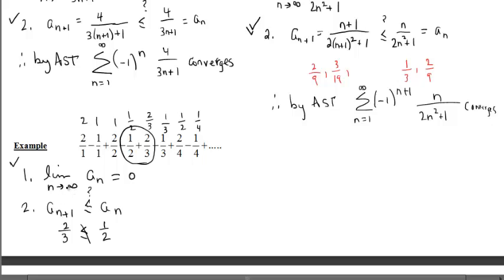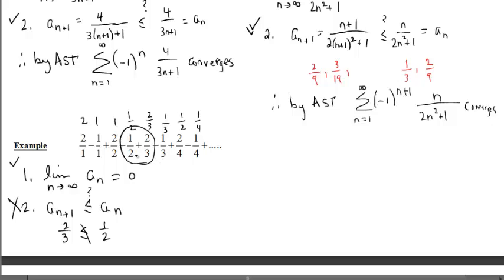We say that the AST test fails because of condition 2. Does that tell us whether or not the series converges or diverges? No, it only tells us that we can't use the AST test, or the AST. That's all it tells us. So we would have to provide another test or do something else to determine if this series converges or diverges.